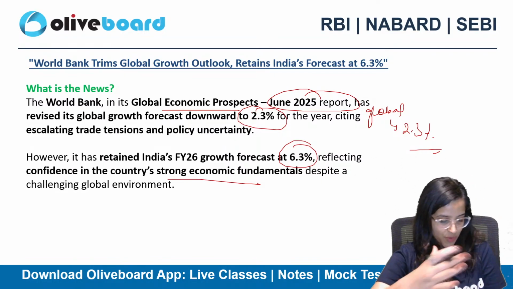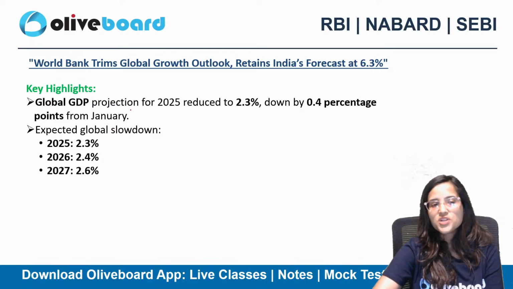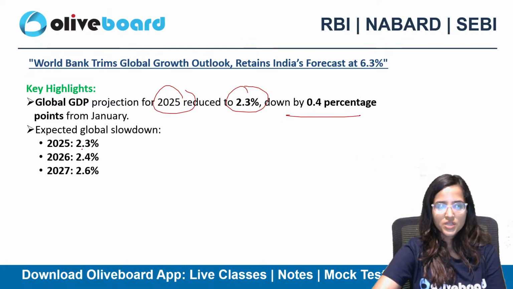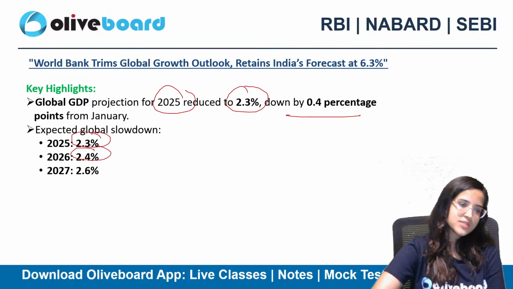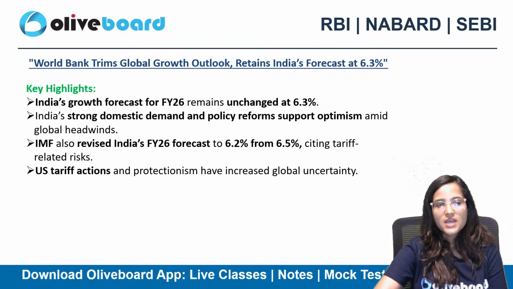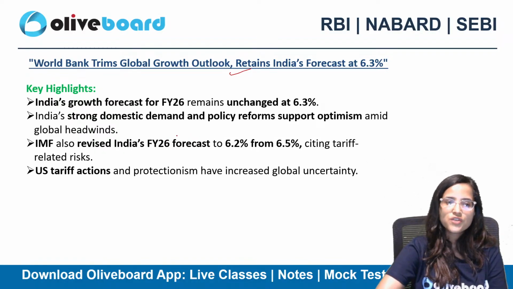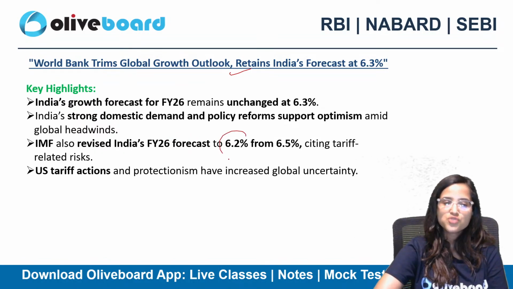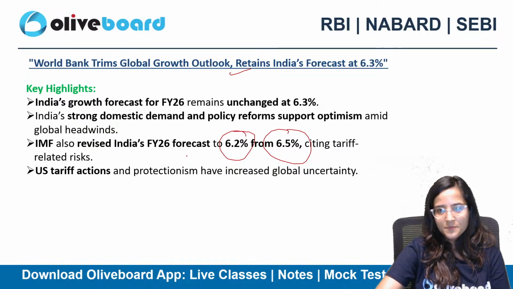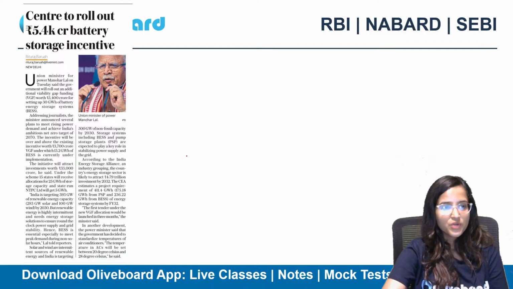हाँ, yes चेतन, फिर 6.5, फिर 6.7 for the subsequent years. ठीक है, so global GDP projection for 2025 reduced to 2.3%, which is down by 0.4%. So for 2025, 2.3%, 2026, 2.4%, 2027, 2.6%. ठीक है, India's growth forecast remains unchanged. We've seen the reasons. IMF also revised India's financial year 26 forecast to 6.2% from 6.5% because of tariff related risks. ठीक है, so this was the article that we are talking about.